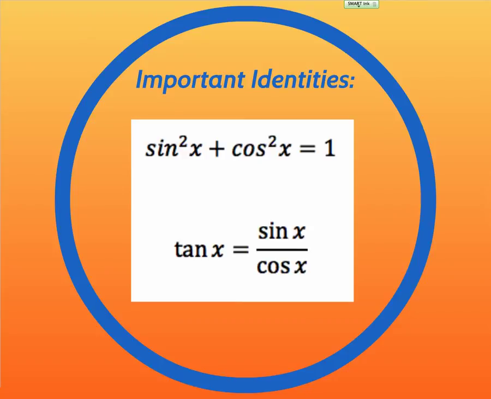So we have some very important identities, both of which we've already had. Sine squared of x plus cosine squared of x equals 1. It's a very, very important identity, the Pythagorean identity. And then the tangent of x equals sine of x over cosine of x, that's the trigonometric identity.